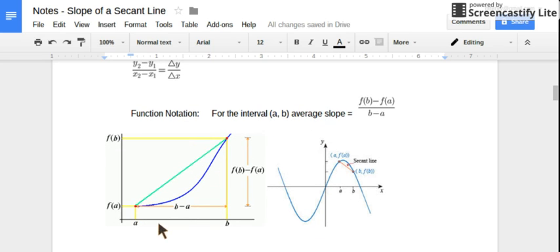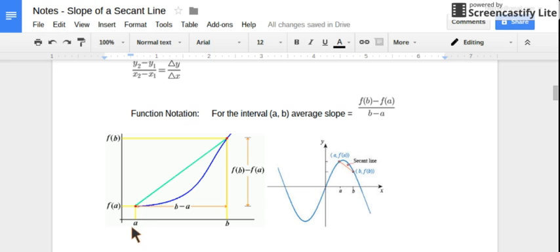If we talk about a similar graph, but instead of using x's and y's, we use function notation, then on the x-axis we have a difference between these 2 points or inputs, a and b. And so the change in our inputs would be b minus a. And so x2 minus x1 just becomes b minus a.